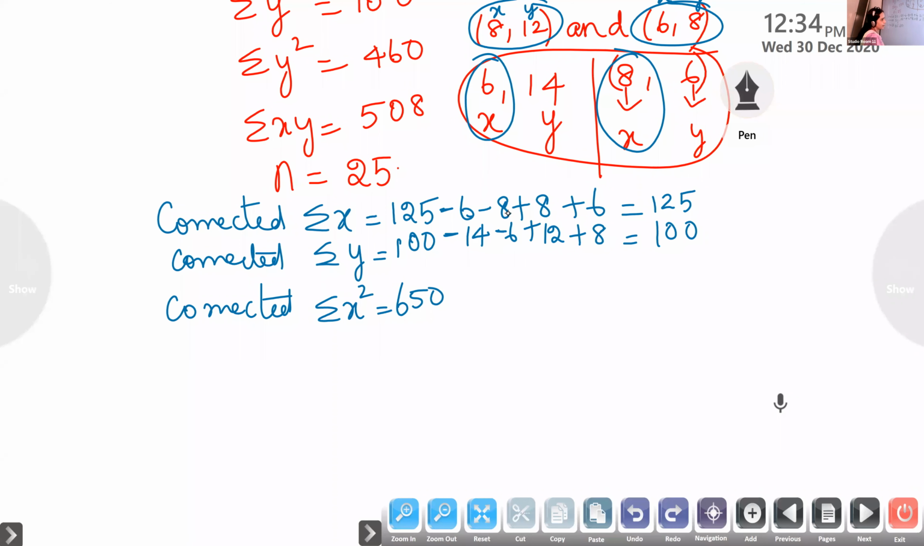So 650 minus 36, minus 64, plus 64, plus 36. So I think in here also both the positive and negative will get cancelled. We will get the same value. Sigma x square will be 650.